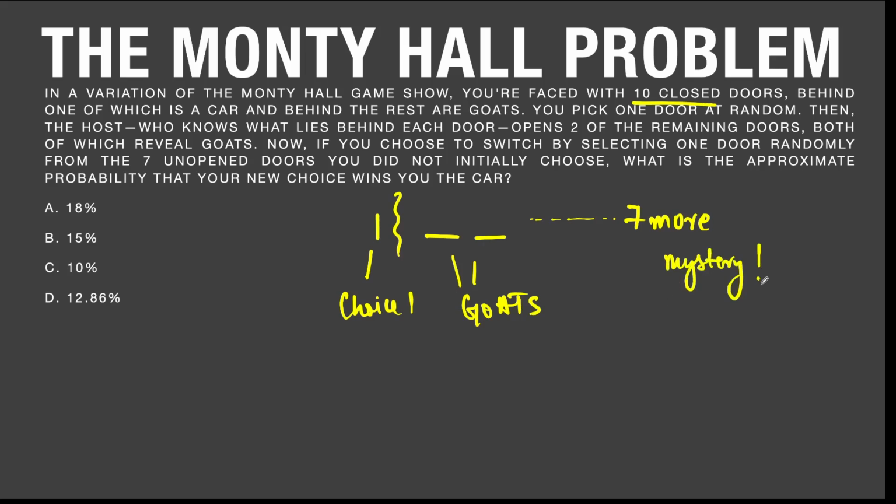7 doors are one which is a mystery, and you have to choose by selecting one door at random from the 7 unopened doors which you did not initially choose. What is the approximate probability that your new choice wins you the car? That means switching, the probability of switching.